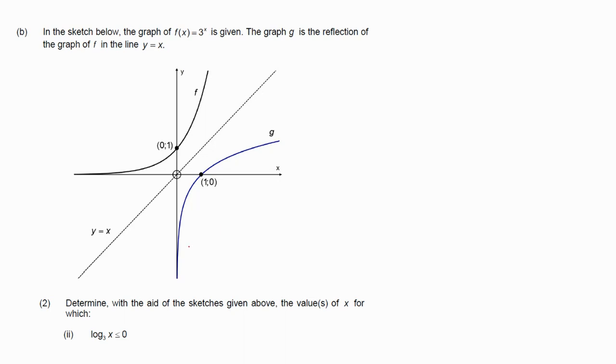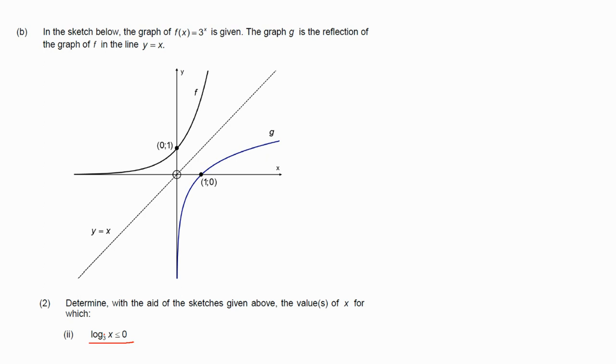Right, let's do our last part for question 4, which is part 2 of 4b2. In the sketch below, the graph of f of x equals 3 to the power x. The graph G is the reflection of the graph of f in the line y equals x. Then determine, with the aid of the sketches given above, the values of x for which log base 3 of x is less than or equal to 0.